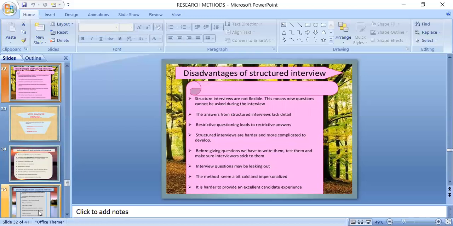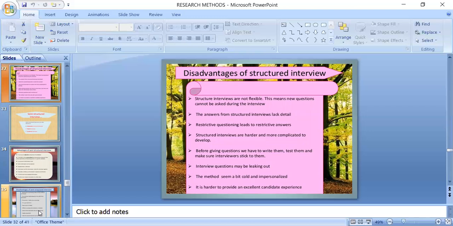Disadvantages of structured interview: the answers lack detail, because the participant, the respondent, is limited to giving a specific answer in a specific time. Restrictive questioning leads to restrictive answers. Structured interviews are harder and more complicated to develop. Before giving questions, we have to write them, test them, and then make sure that the interviewers stick to them in order to get reliable results.